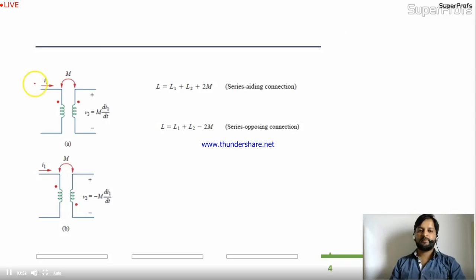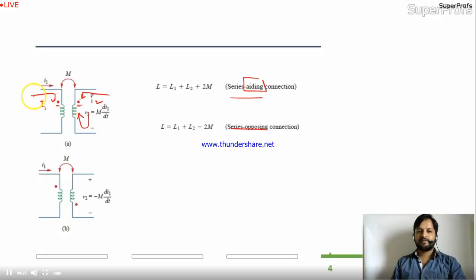Now come to the series opposing and series aiding concepts. What is the series aiding concept? Suppose these are denoted by dots. What is this dot denoting? The dot says if the current in the primary is coming in this direction and the current in the secondary is coming in this direction, meaning the same direction, then I can say they are in series aiding. But instead of this, the current is coming from this direction.